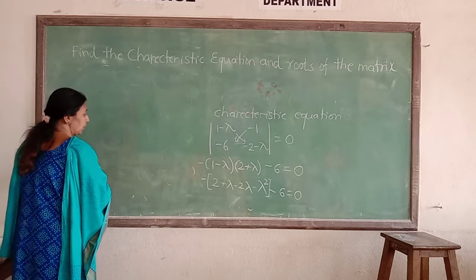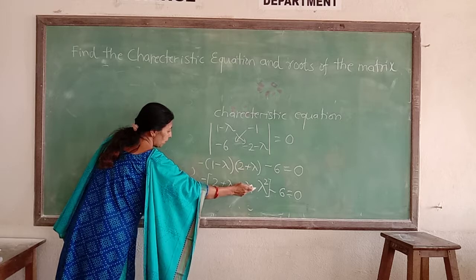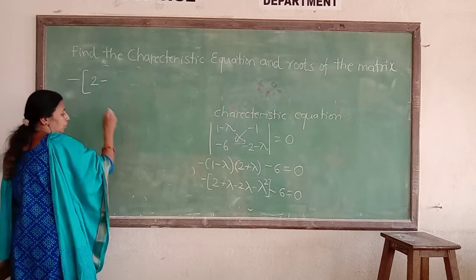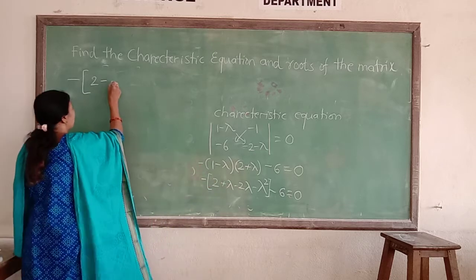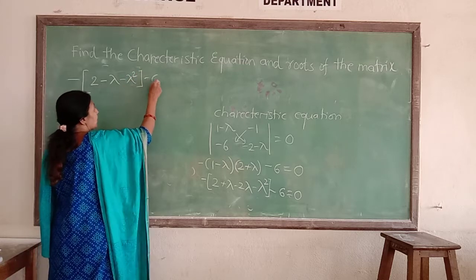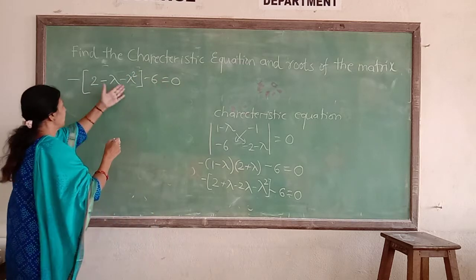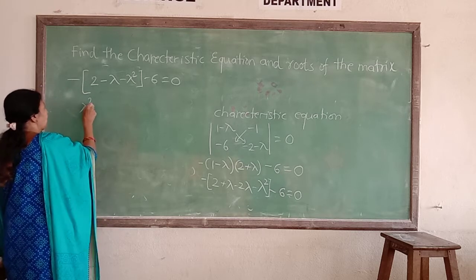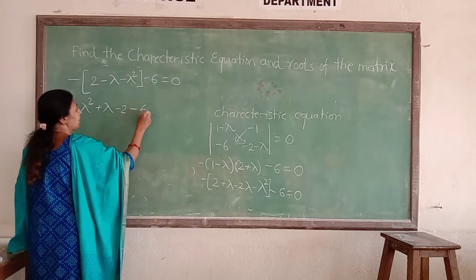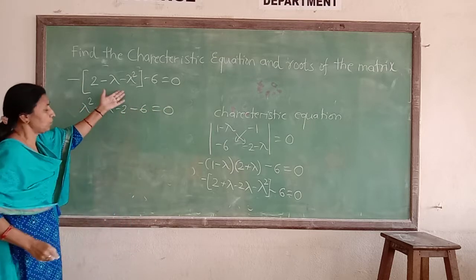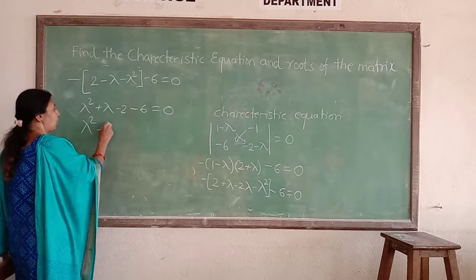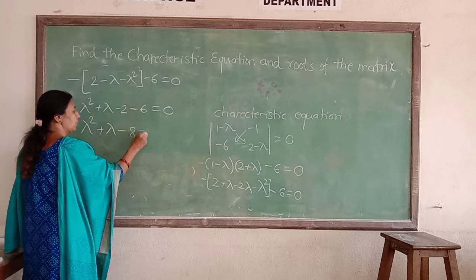So further, minus lambda square, let me write this minus outside still. So this is 2 minus lambda plus lambda is minus lambda, and minus lambda square, minus 6 equal to 0. To take this minus inside, minus into minus is plus lambda square, minus into minus is plus lambda, minus 2, and this minus 6 is equal to 0. What I did? I multiplied by minus inside all the elements. So lambda square plus lambda minus 2 minus 6 is minus 8 equal to 0.